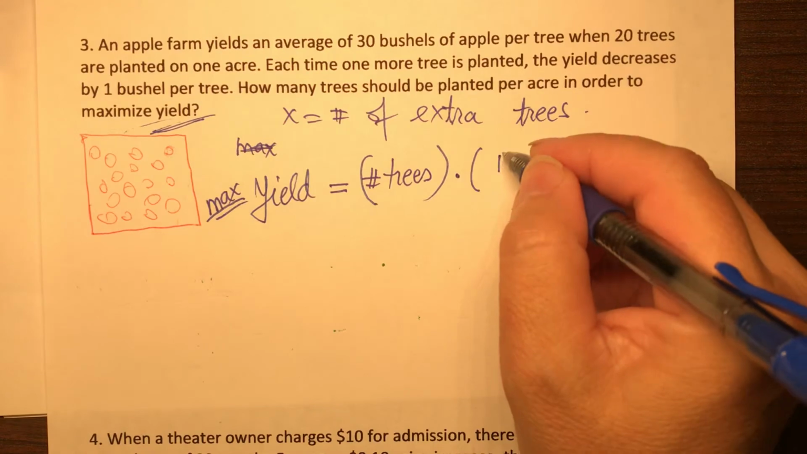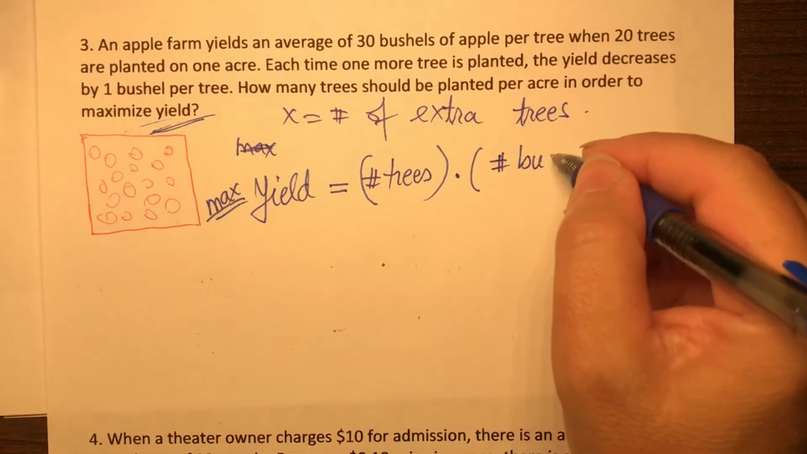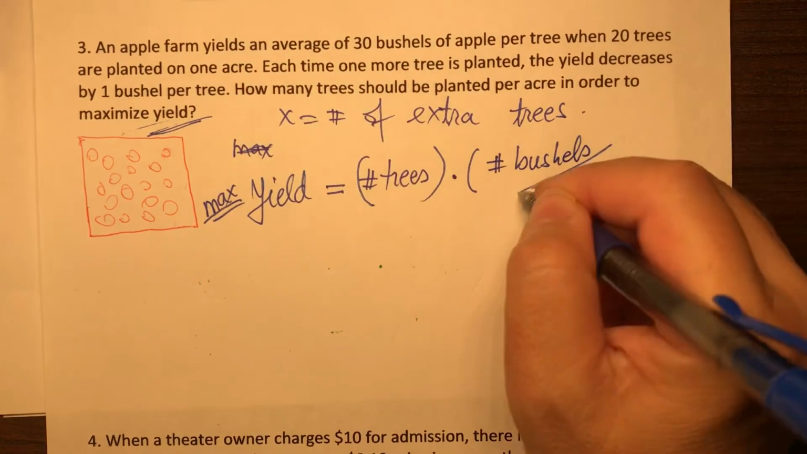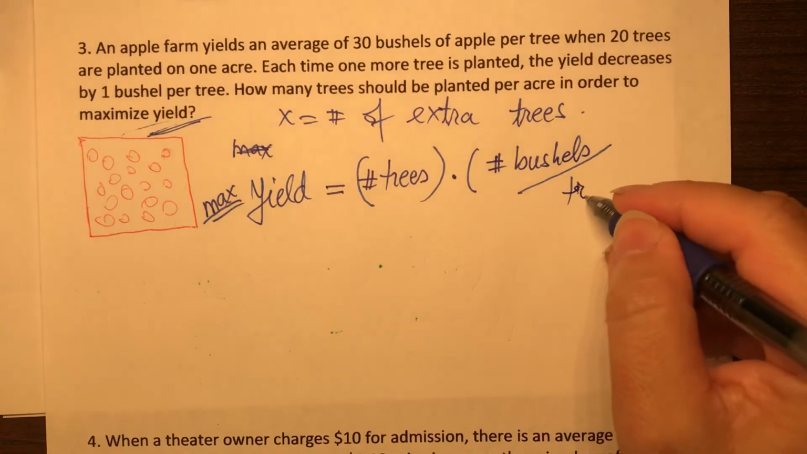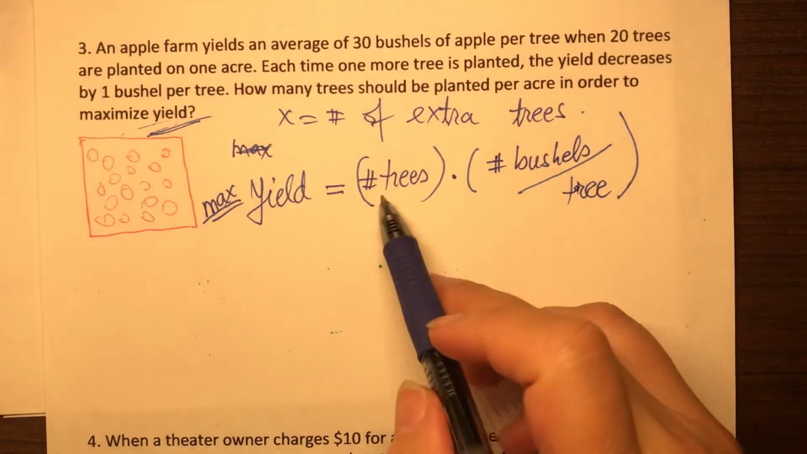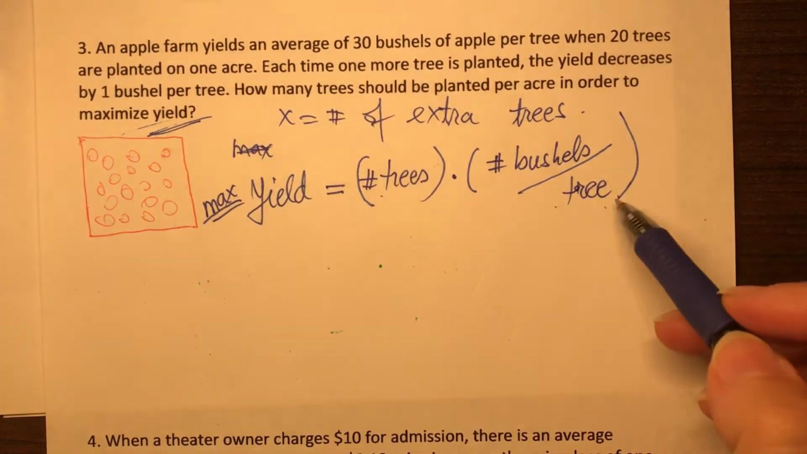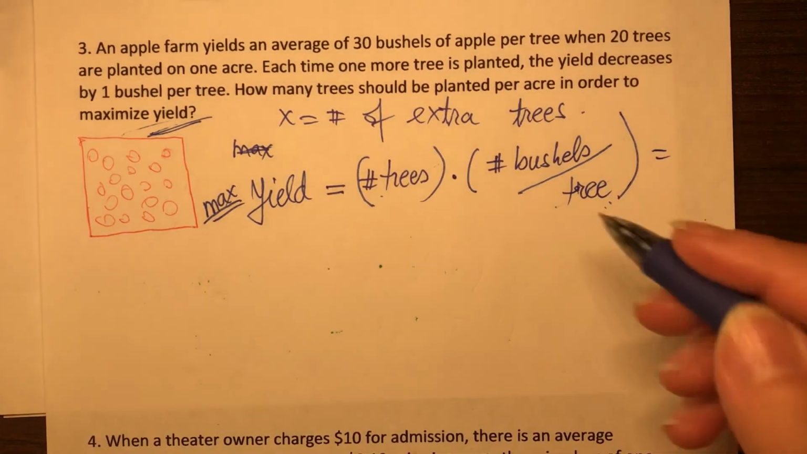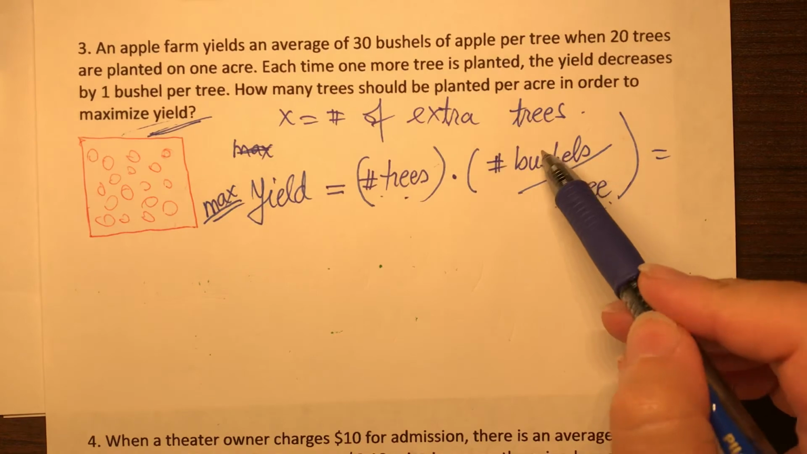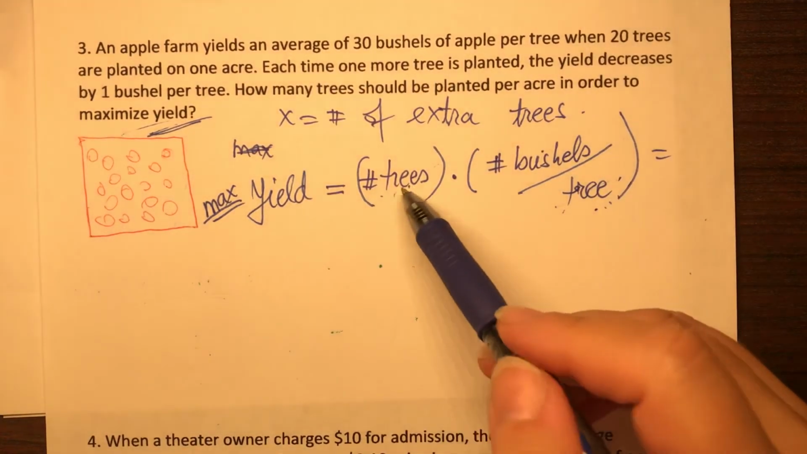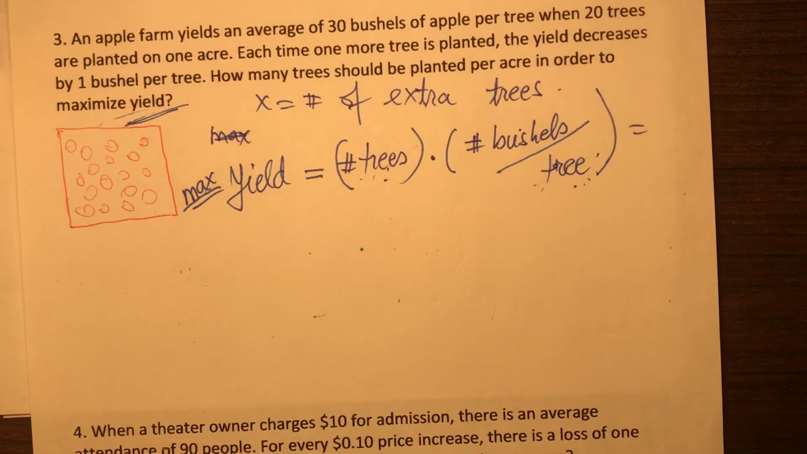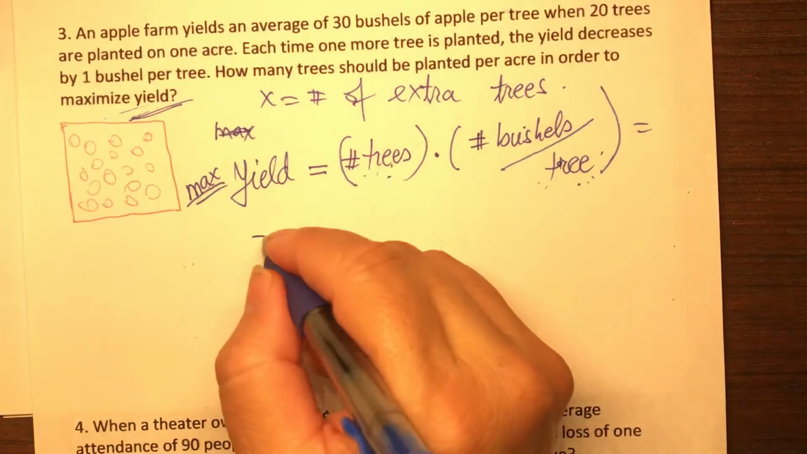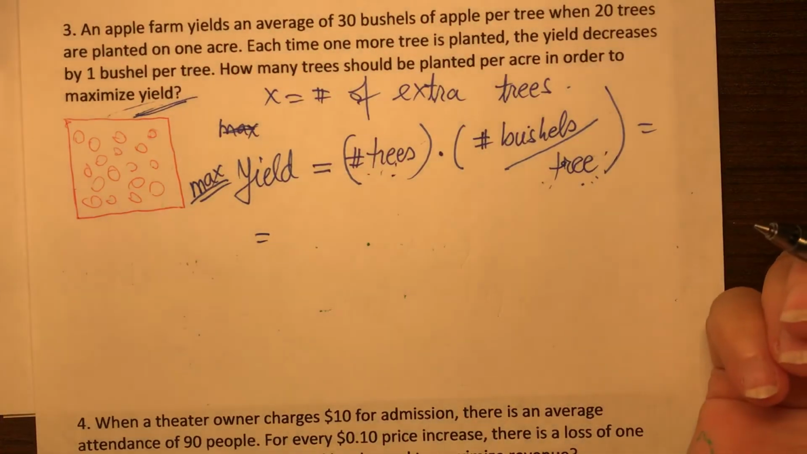How many bushels you're producing per tree. So I don't know if you noticed, but every single time this one's going to cross out the bottom to get you the total amount of bushels, right? Or number of items times price per item. The items go away and you're left with a price, right? With a total amount. So how many trees are we going to be planting?